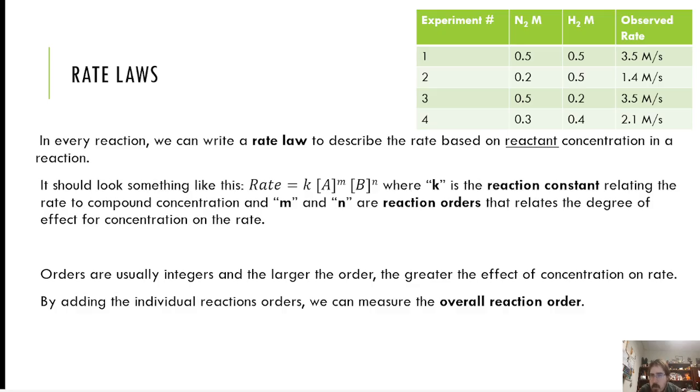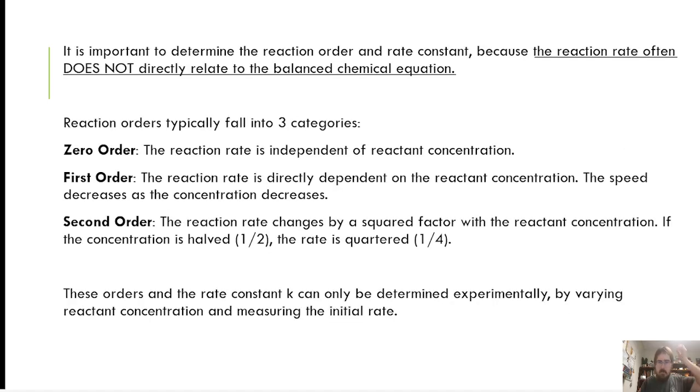If I were to decrease the amount of hydrogen while leaving the amount of nitrogen the same, the rate stays the same. And if I change both of them, we can see that there is a direct correlation between the amount of nitrogen present and the rate, but there is not actually a correlation between the amount of hydrogen present. And that can only be determined experimentally through a rate law. We will do a lab based on this.